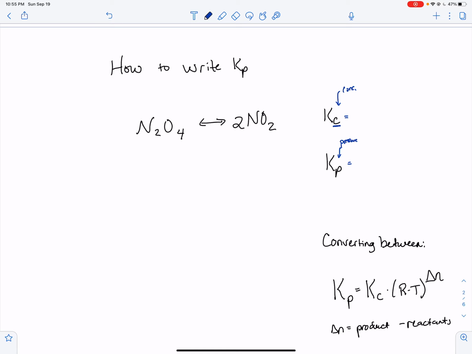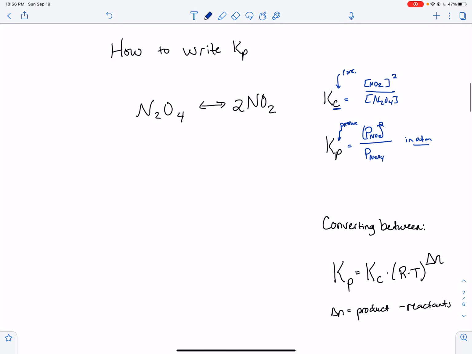So when we set up our Kc, remember it's products over reactants and they're raised to their coefficients. So this is NO2 raised to 2, and then N2O4. For the Kp, you set it up exactly the same, except you use P's instead of concentration units. So you would say P of NO2 squared. I don't know if you like having parentheses there or not. And then P of N2O4. So you're identifying which pressure you're talking about. And when you're solving, these values are going to be given to you in atm.